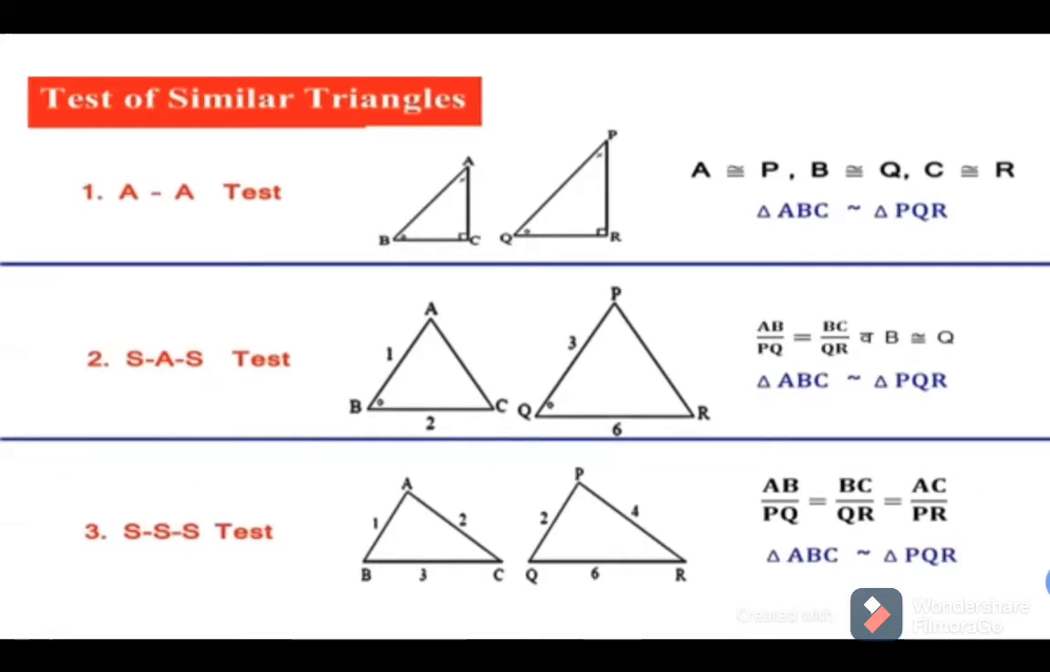If three sides of one triangle are congruent to corresponding three sides of the other triangle, then those two triangles are similar to each other by SSS test.